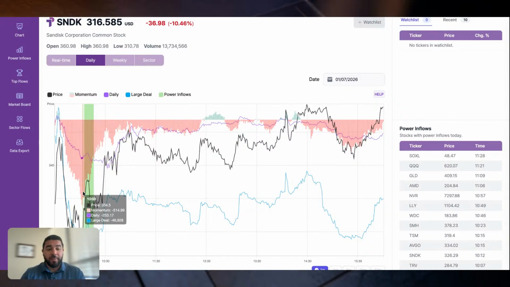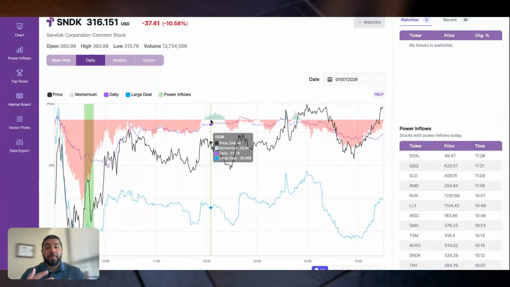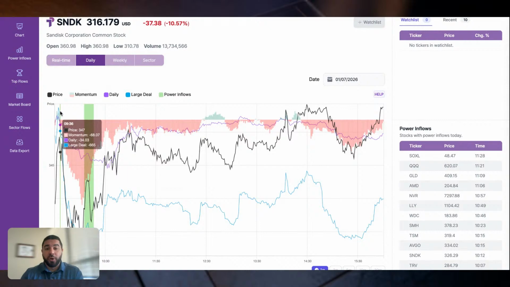Then that signal came in, and you can see how there was an immediate reversal in terms of the retail flow shortly following it and after. You can see that red shade really started to thin out and eventually got into the green, indicating that the buying on the retail side was outpacing the selling. Similar deal with that light blue line, the large deal flow data. You can see again how steep in decline it was.